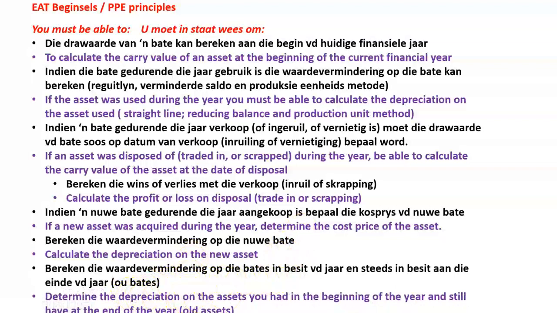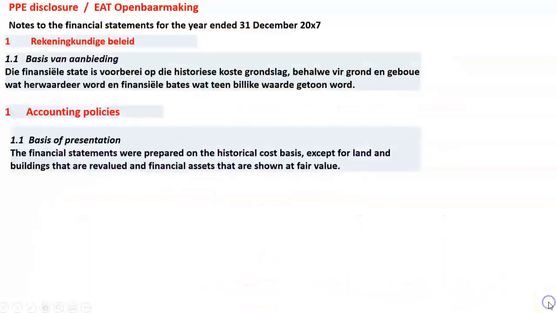You had certain assets in the beginning of the year which you still have at the end of the year, and I must also provide on those assets my depreciation expense for the year. Now, disclosure. The first thing that is important is accounting policies. Basis of presentation, that is my first accounting policy note. And what is that all about?